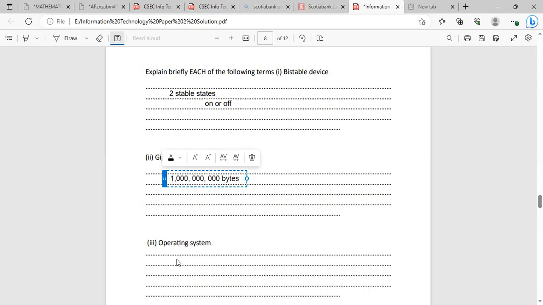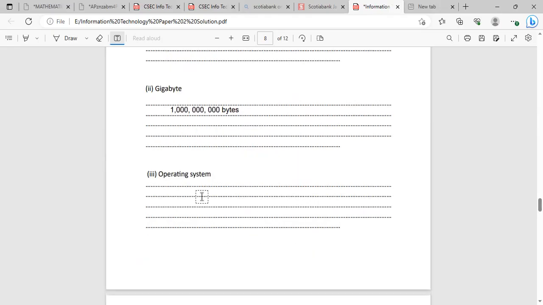All right, let's look at the operating system. So I said briefly explain what is meant by the operating system. Now, the operating system is a set of programs used to control the operations of a computer.